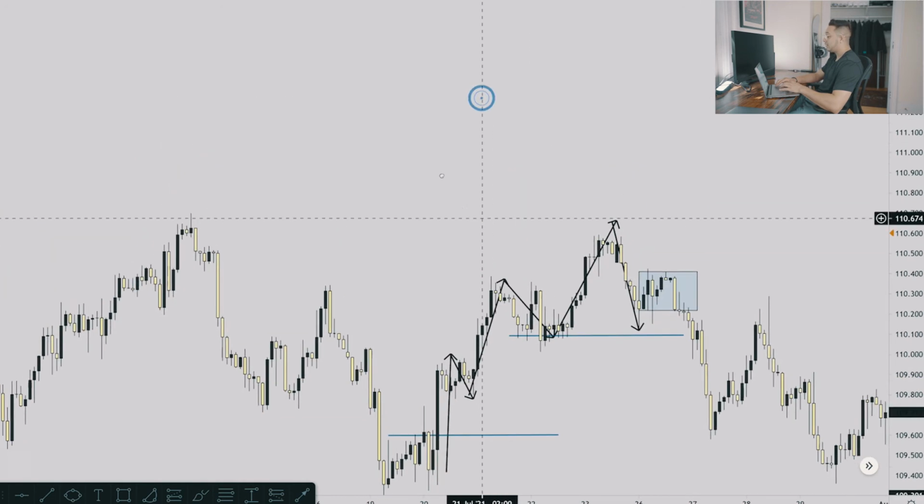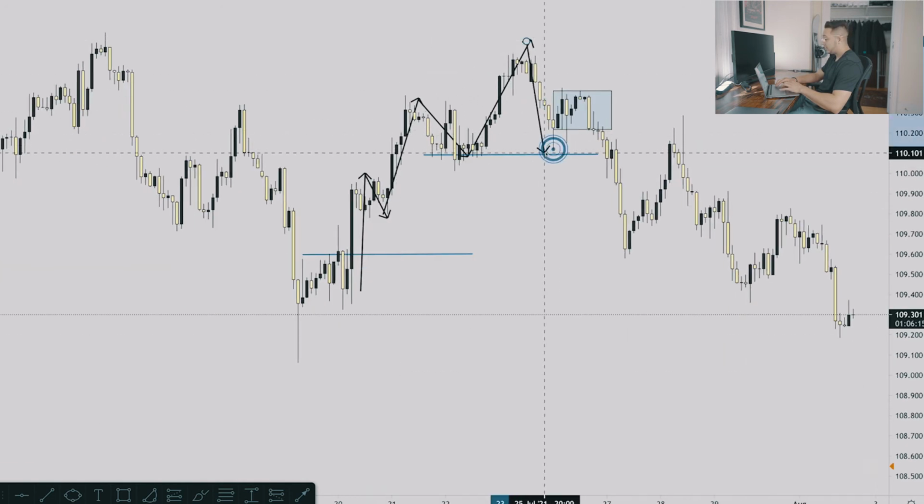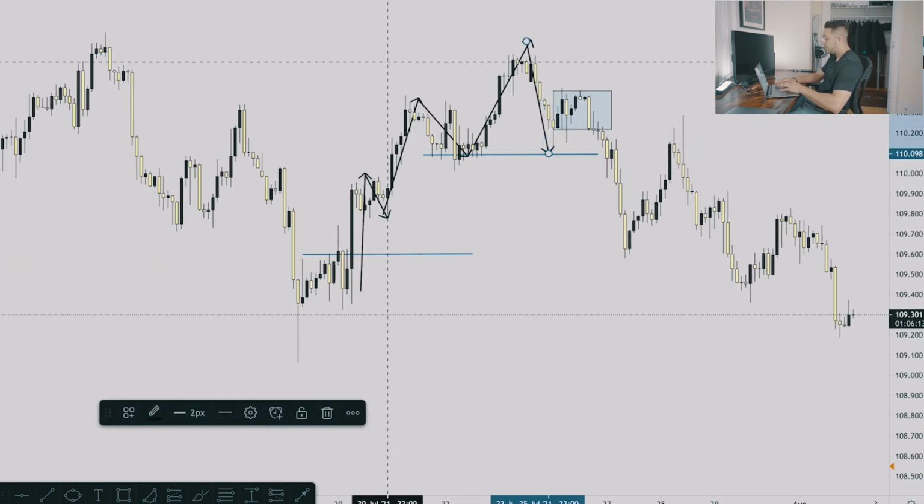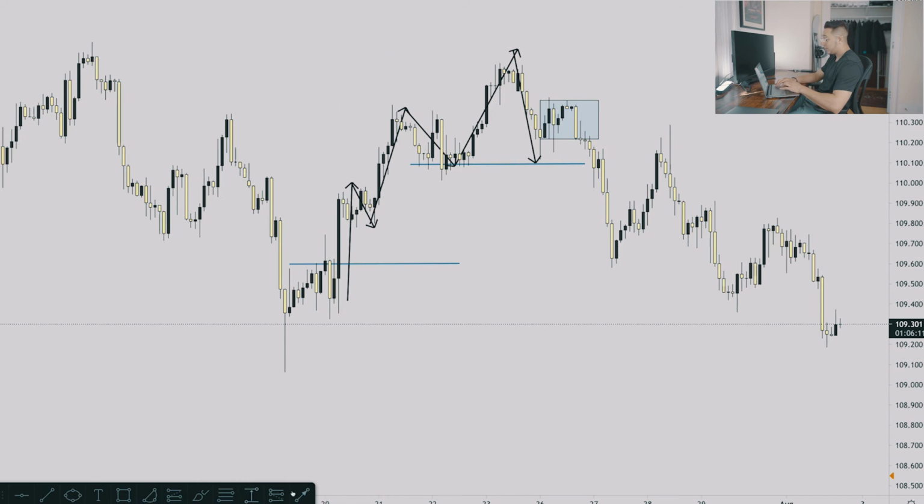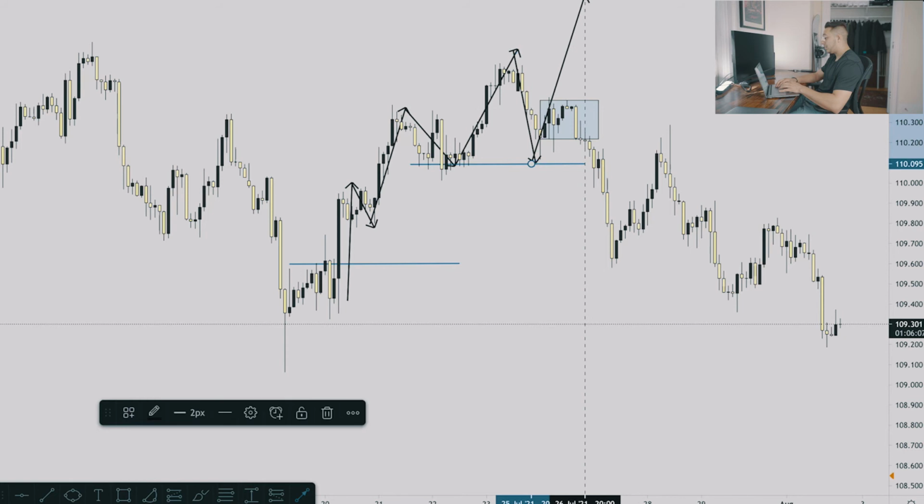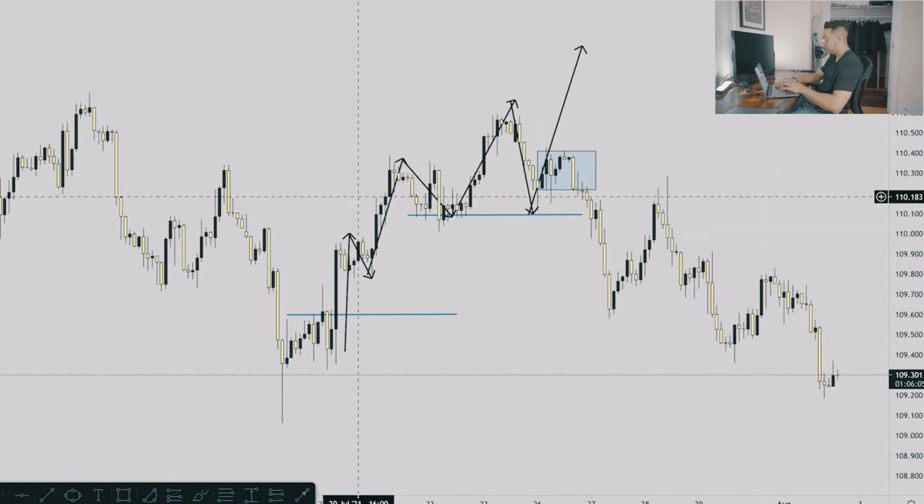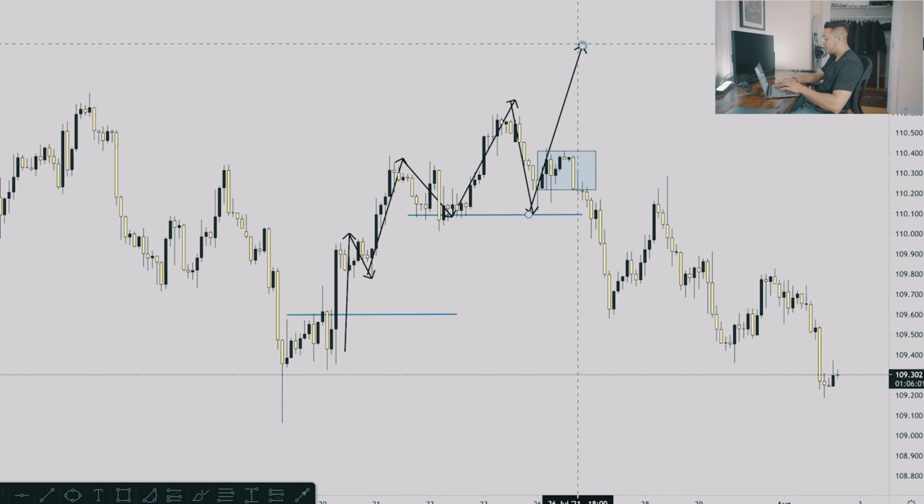Market came down. Looks like it kind of wicked off this little level here, this previous higher low, and what you would expect normally is a continuation to make another higher high, and then make another higher low, and so on and so forth, as I've just illustrated. But that's not what happened in this situation.